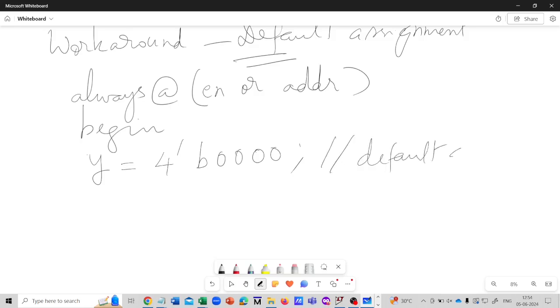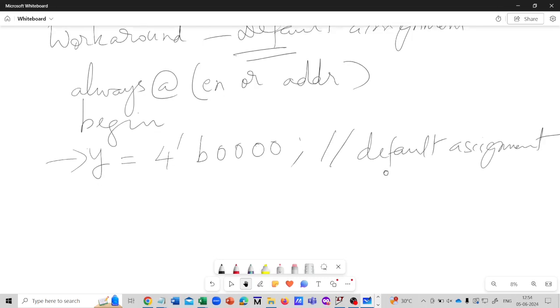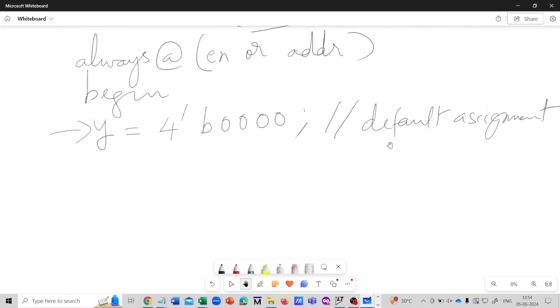Why are we making this default assignment? We are making this default assignment because if all the branches of the if statement which comes beneath evaluate to false, then still we have this default assignment. We are not left with a scenario where there is an unspecified branch of the if statement or of the case statement. So this single default assignment will take care of all the unspecified if then else branches or case branches.